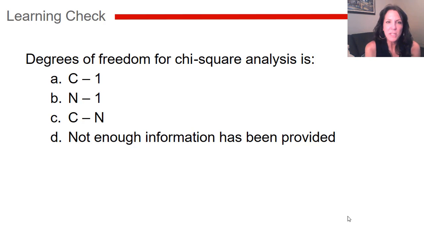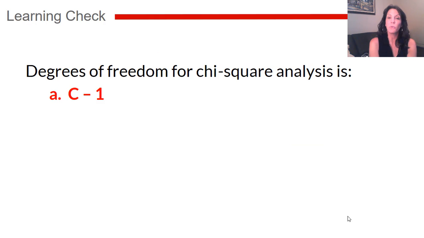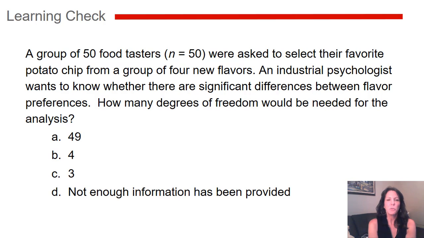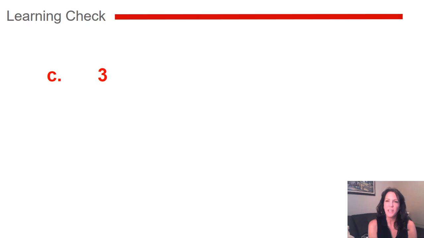So let's do a learning check. Degrees of freedom for chi-square analysis is, I know we just talked about this, you really should have this, C minus 1, categories minus 1. A group of 50 food tasters were asked to select their favorite potato chip from a group of 4 new flavors. And an industrial psychologist wants to know whether there are significant differences between flavor preferences. In a study like this, how many degrees of freedom would be needed for the analysis? Well, think about it. It's 3. We had 4 different flavors, 4 different categories. 4 minus 1 is 3.